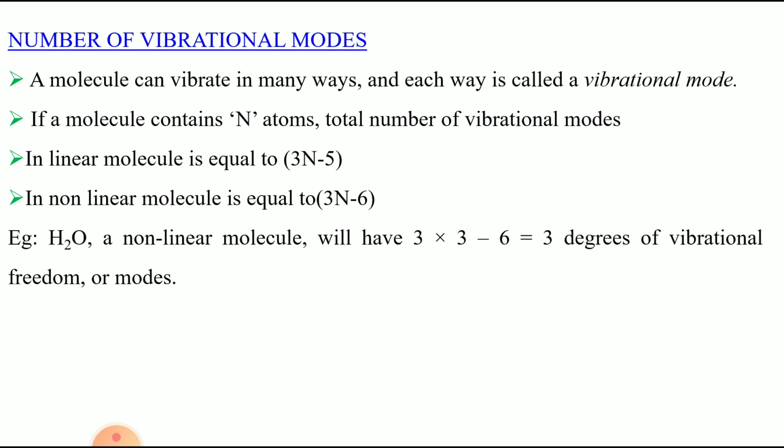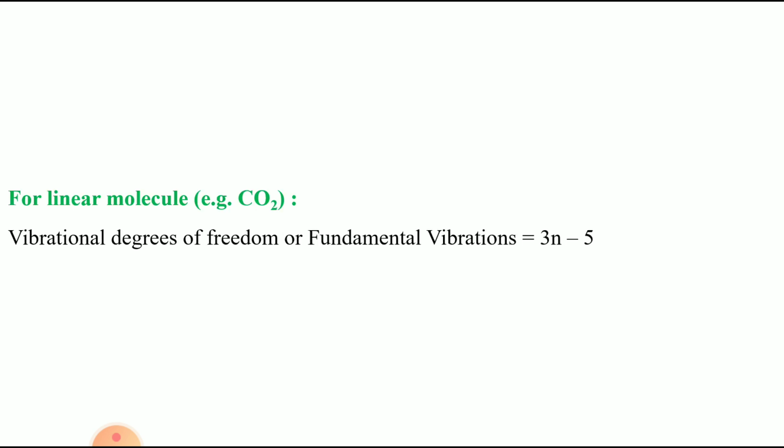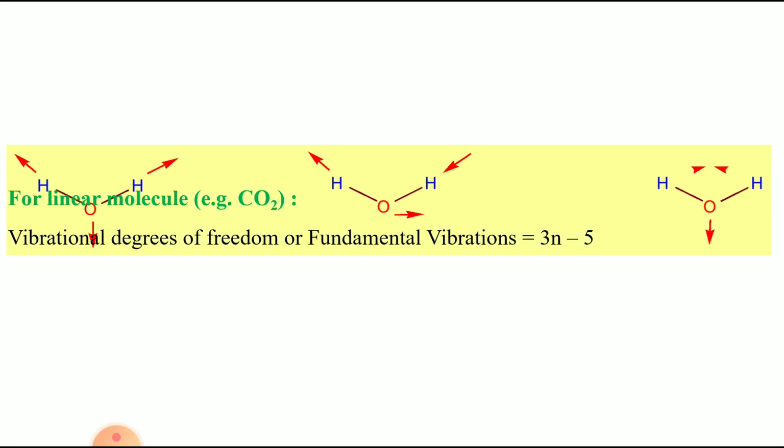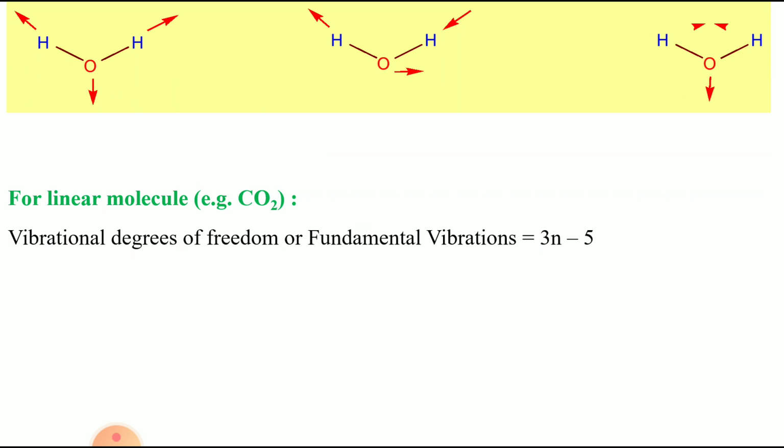Here we are taking water. Water is a non-linear molecule. In water we have 3 atoms, so when we substitute in the formula, we get 3 degrees of vibrational freedom. The 3 degrees of vibrational freedom are represented here. So in this diagram we get the 3 types of vibrational frequencies in the water molecule.